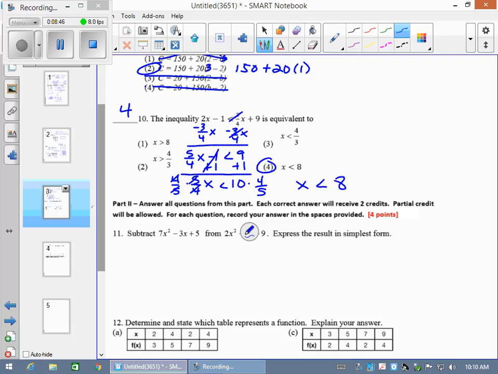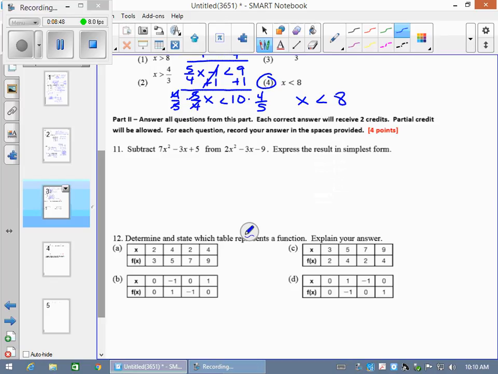So now on to part 2. For question 11, we were asked to subtract this trinomial from this trinomial. So this is the first trinomial, and this is going to be written second. First off, I need to know to write that out in the proper order. And since I'm subtracting more than one term, I need to remember parentheses around my second trinomial.